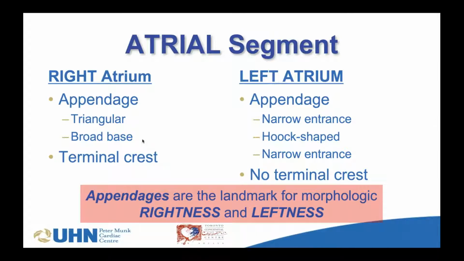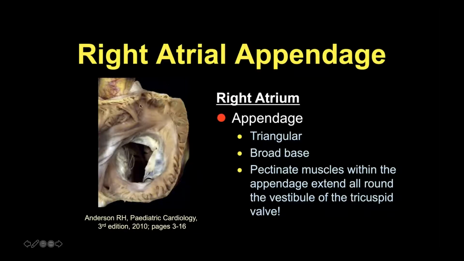But now we have a problem when we do echocardiograms. By TTE, we can usually not see the atrial appendages. That's impossible. So we would need to do a TEE on every patient, but that's not practical. This is the reason we take an indirect approach to define the morphology of the atria. The right atrial appendage and the left atrial appendage are the morphological landmarks for rightness and leftness.